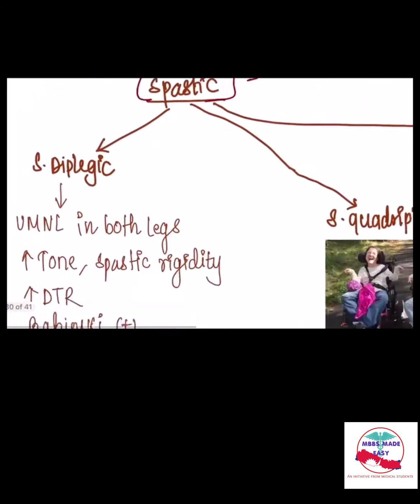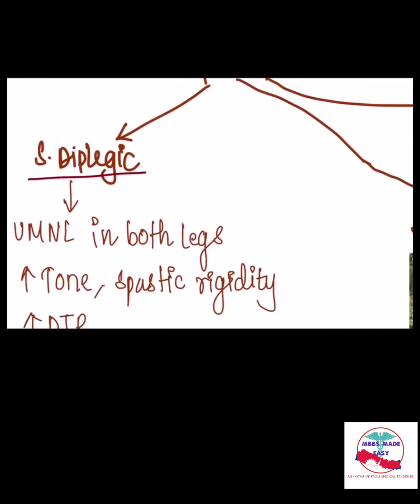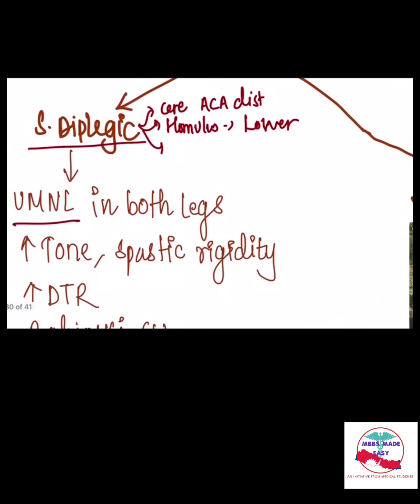Now within spastic, we are going to talk about spastic diplegic. I have already told you that in spastic diplegic, there is damage to the cerebral cortex in the anterior cerebral artery distribution. That is to say, there is damage to that part of the homunculus which supplies innervation to the lower limb, and hence you are going to have an upper motor neuron type of lesion in both legs, that's the lower limbs.